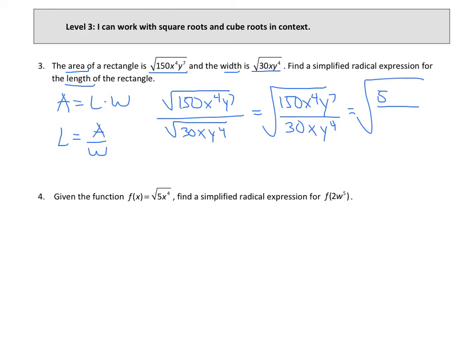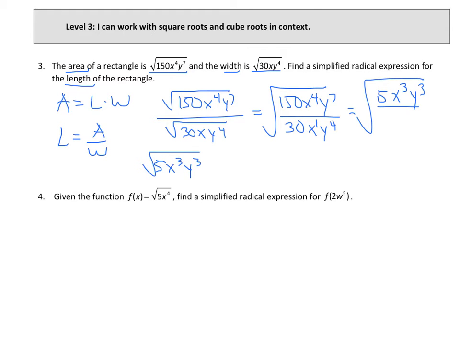x to the 4th over x would be x to the 3rd on the top, if I subtract the exponents. Remember this is x to the 1st. And y to the 7th over y to the 4th, subtract the exponents and we get y to the 3rd. And we have nothing left in the bottom, so we get the square root of 5x to the 3rd y to the 3rd. Now we just have to simplify the radical.